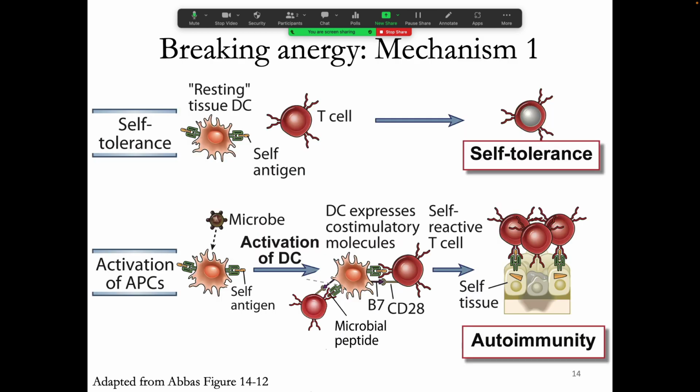One mechanism of breaking anergy is described here. So we can imagine, again, a situation where our cell is presenting some self-antigens. Remember, especially on MHC class 1, we are presenting self-antigens 24/7.